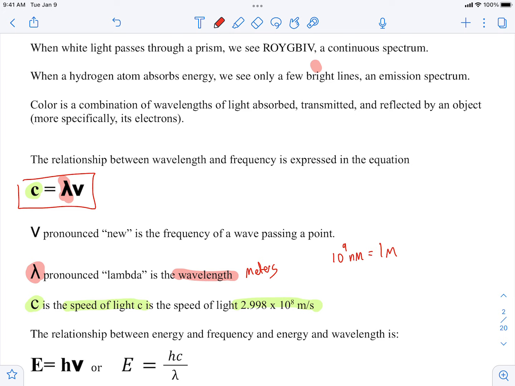Then we've got nu, Greek letter nu. That's the frequency. And we mentioned that frequency is measured in hertz, which is 1/seconds. So if you think about it, when you put these units together, if the speed of light is 2.998 times 10 to the 8th meters per second, the units on lambda are going to be meters, and the units on frequency are going to be hertz, and those units make sense then.